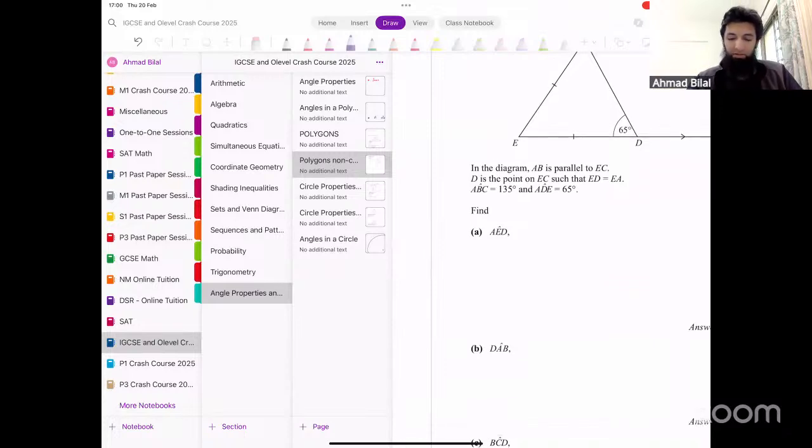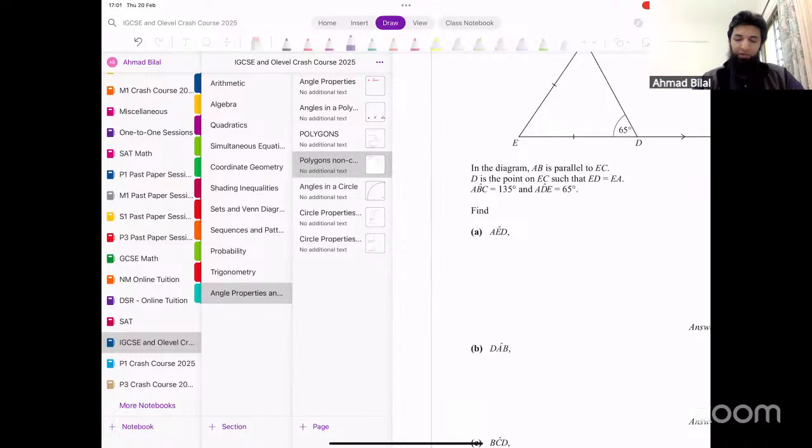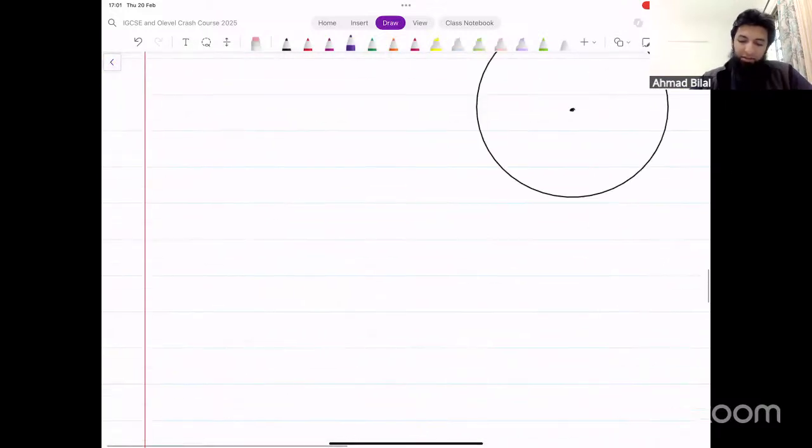Angles in a circle. Now we can discuss the properties today, and then we can do some more practice in the next class on circles, inshallah. We should be able to complete the properties at least, and then we'll have a look at some questions. And if we need to do more practice, then we can do that in the next class. So we talked about angles in a polygon, right? Now let's talk about angles in a circle.